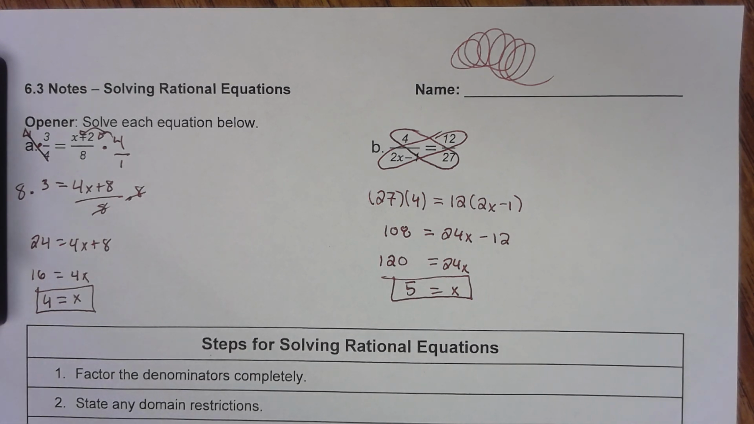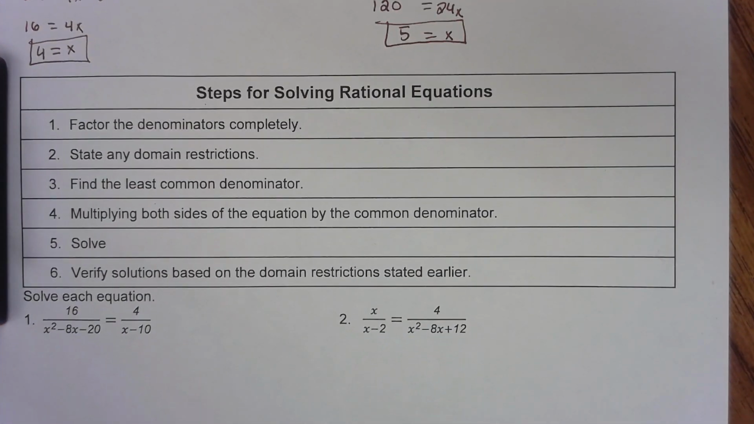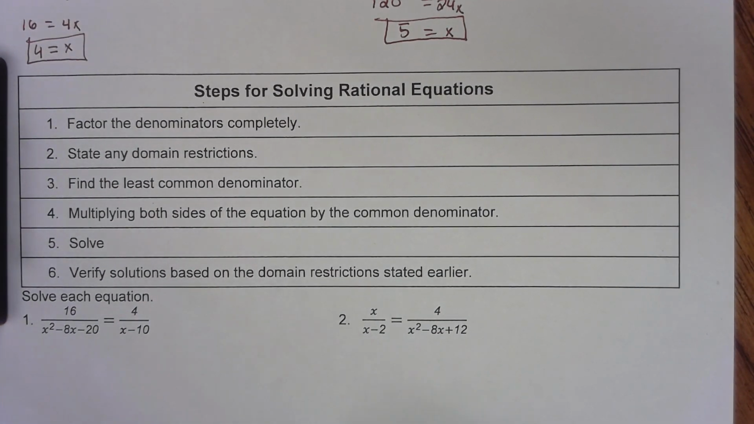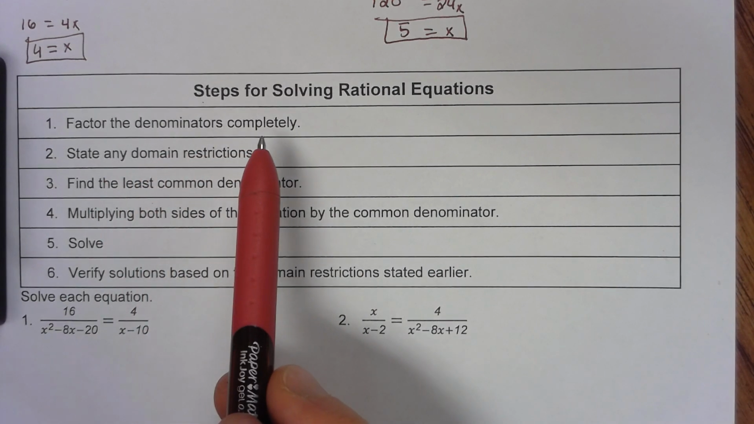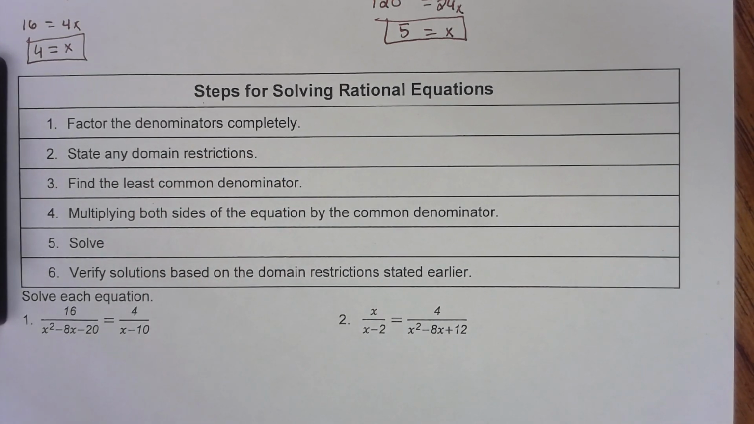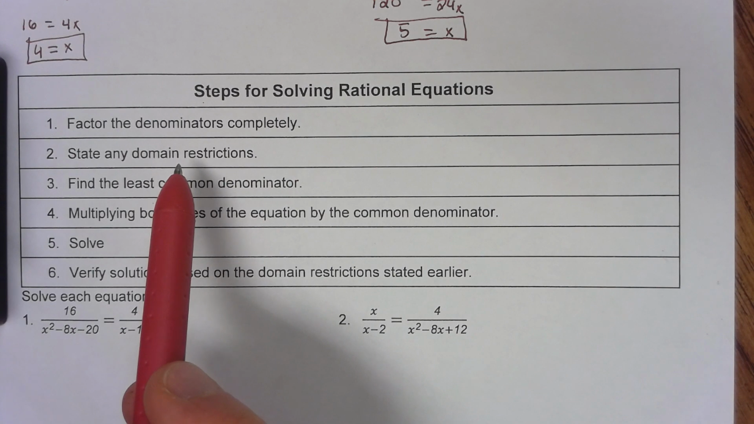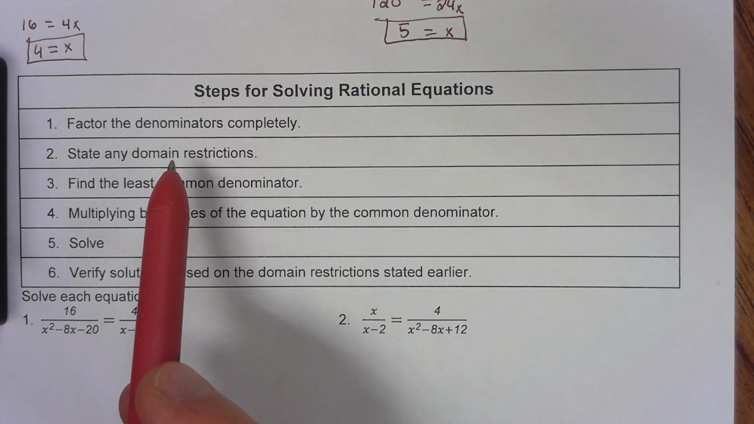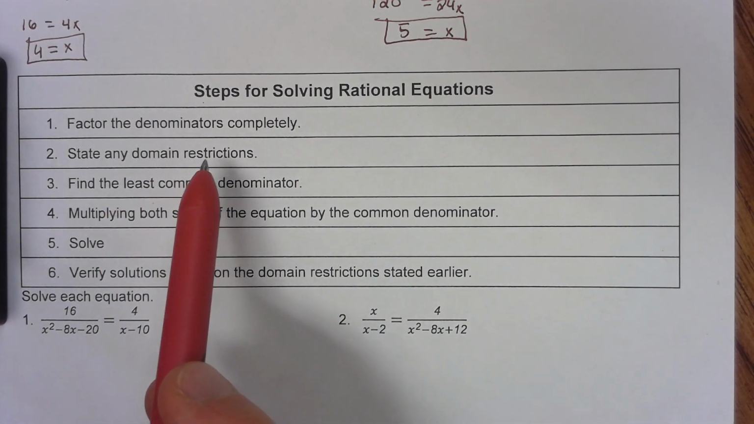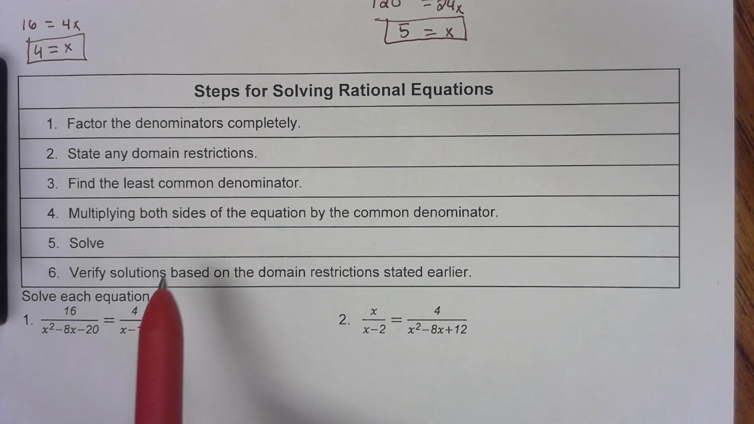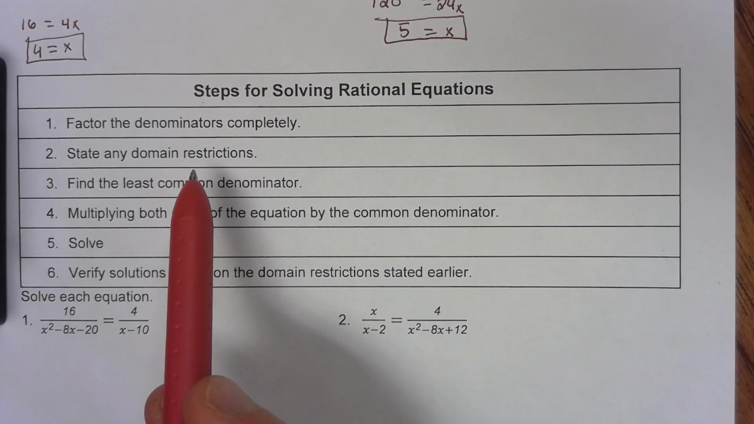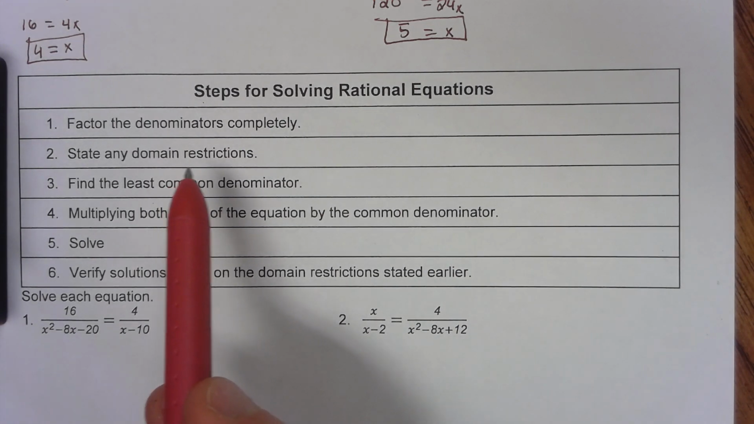Okay, so now we're going to jump into much more complicated equations. And with these more complicated equations, here's how we're going to approach them. We're first going to factor the denominators completely. Okay, we could factor the numerators, but denominators are most important. We have to state any domain restrictions because a lot of times we might solve and get an answer, but that answer is excluded from the domain because of division by 0. So the same way that we are getting restrictions with the expressions is the same way of how we're going to get our restrictions here.